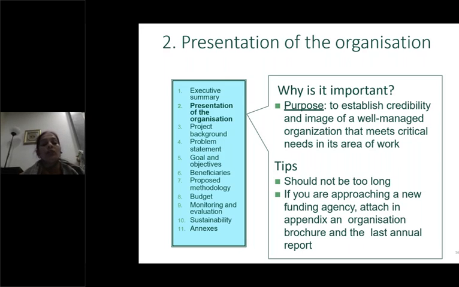If you're approaching a new funding agency, attach an organization brochure and the last annual report in the appendix. That's in the case of a private company. In the case of a university, you can attach your list of publications or the projects you have already done. Next, please.